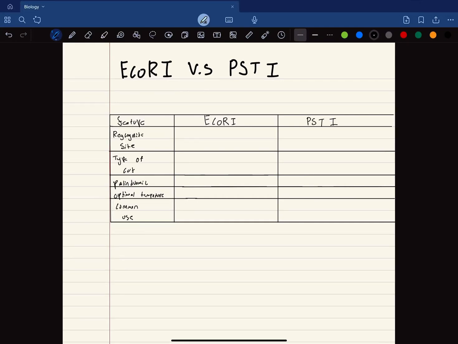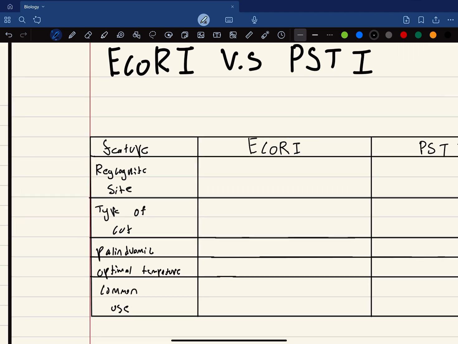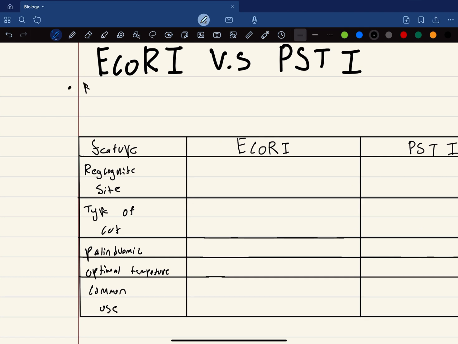Hello everyone. Today we're going to learn about EcoR1 and PST1. So first of all, what are they? They're both different types of restriction enzymes. So that's very important. And what are restriction enzymes?